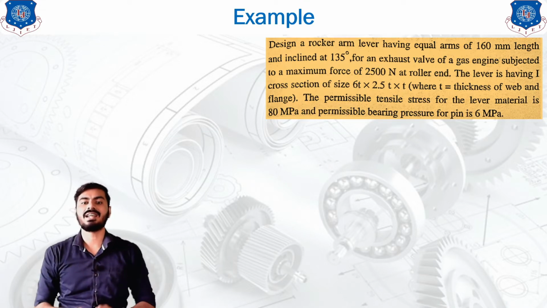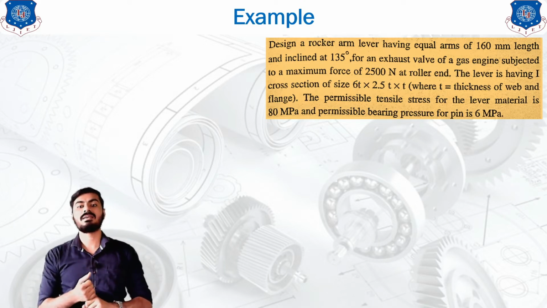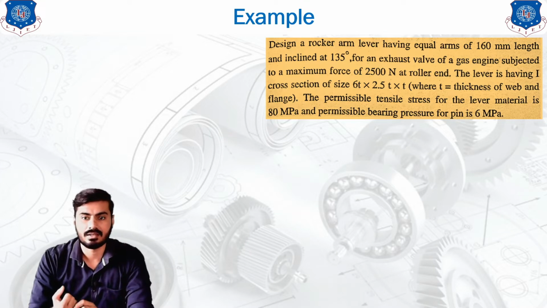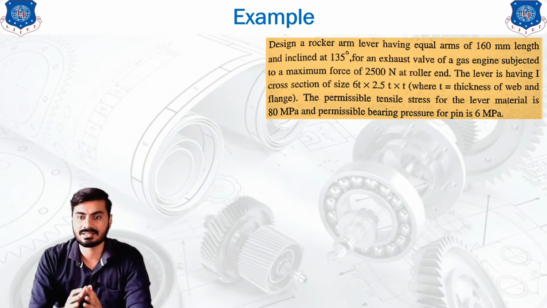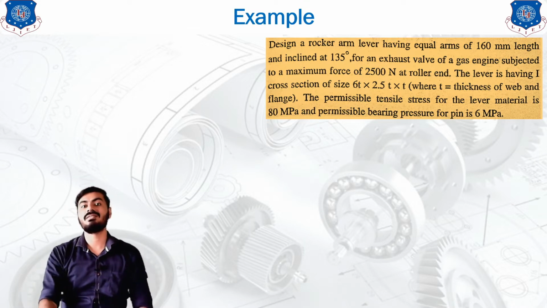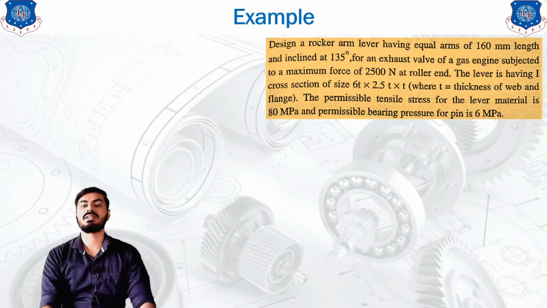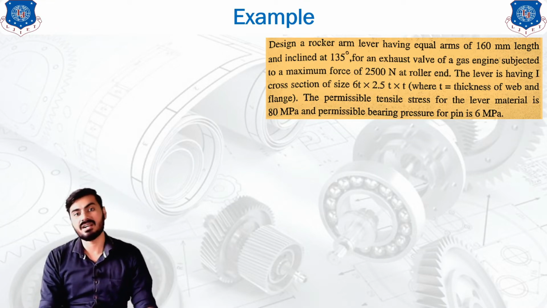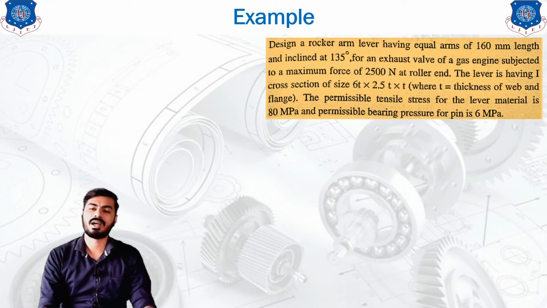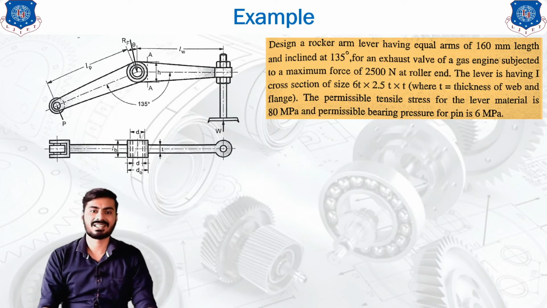The lever has the I cross section, so the cross section shape is also given, of the size 6t by 2.5t and t. These are the dimensions of the I section. The permissible tensile stress for the lever material is 80 megapascal, so the sigma t value permissible is also given, and the permissible bearing pressure for the pin is 6 megapascal. This bearing pressure is just for the pin material and not for the lever cross section material, where we do not require the bearing pressure at all. So let's get started with the design.